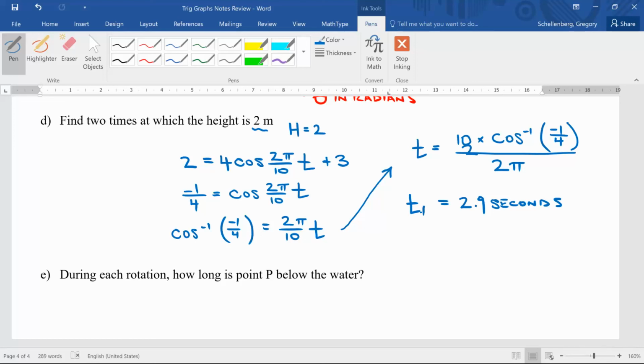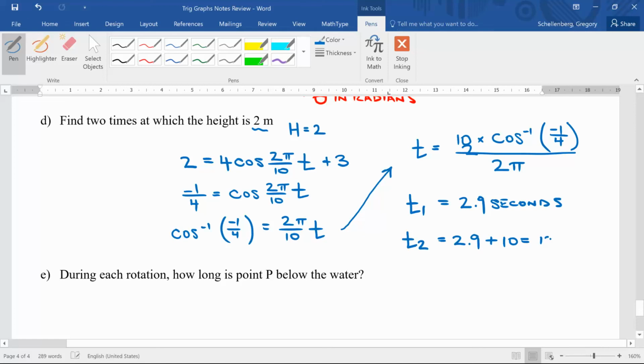Now, to find a second time, the easiest thing to do, we'll call it T2, would be to just add a period. Okay, so we've got 2.9. We're going to add the period, which is 10 seconds. And so we get 12.9 seconds.